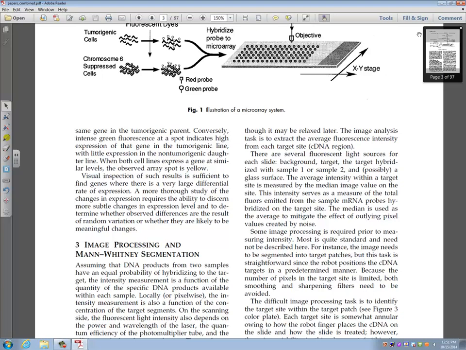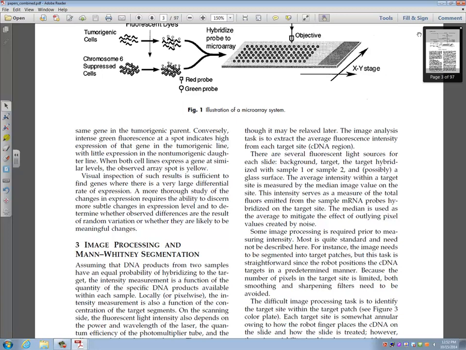Conversely, intense green fluorescence at a spot indicates high expression of that gene in the tumorigenic line with little expression in the non-tumorigenic daughter line. And when both lines express a gene at similar levels, both the samples, then the array spot is going to be yellow, red and green combined. That's going to give you yellow.